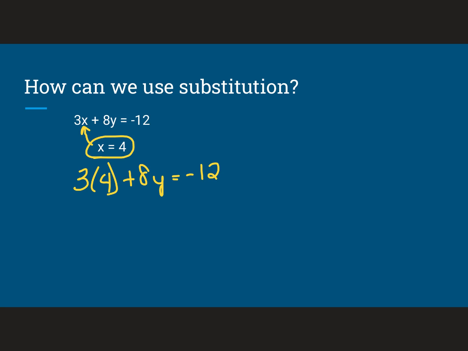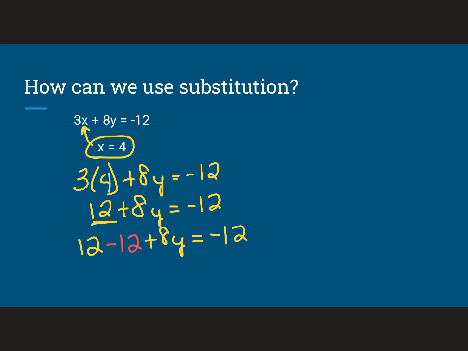What is 3 times 4? Well, 3 times 4 is 12. So I have 12 plus 8y equals negative 12. This is now a two-step equation. We know how to solve this. Next thing I'm going to do is subtract 12 from both sides because I have this 12 over here. So I've got 12 minus 12 plus 8y equals negative 12 minus 12.